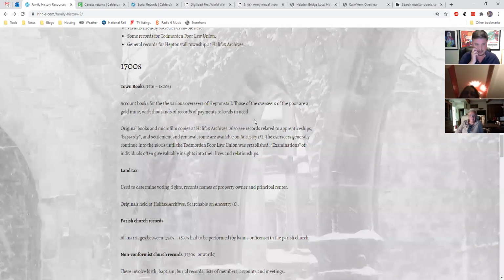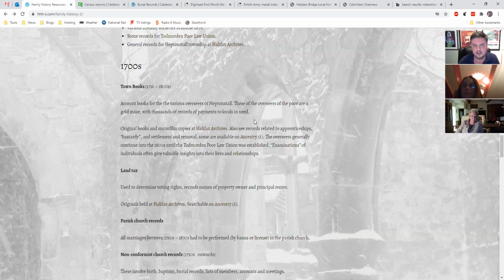18th century town books at West Yorkshire Archives, Halifax, are an absolute goldmine of information. At that time, through the 1700s and the first half of the 1800s, local government operated within what were called townships. If you're not aware of these, Heptonstall Township covered the village, Slack and some of the road up to Widdop and down to Blackshaw Head.